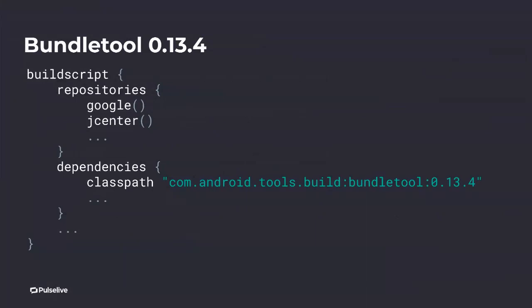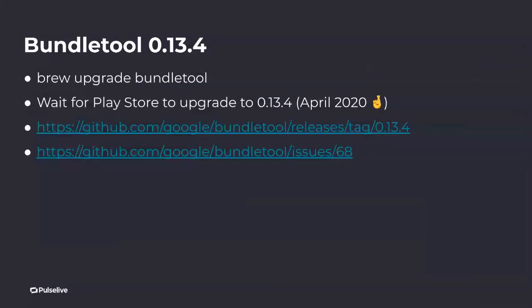So it's pretty simple. You just need to add and force in your top level build.gradle, force it to use 13.4. You're also going to want to upgrade your Bundletool command line tool. So if you're building bundles in your CI or locally, make sure you upgrade Bundletool to 13.4. Obviously, you need to wait for the Play Store to update to 13.4 because they're the one building your APKs at the end of the day. That should be happening by now.